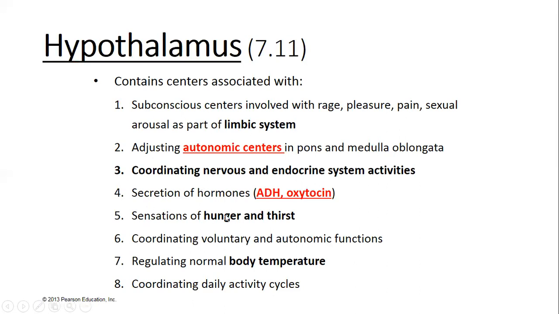It also has centers that sense changes in hunger and thirst and can help control, basically integrate information about those two functions. It can help regulate body temperature. So your core temperature, that your body basically maintains at a certain set point, is controlled in the hypothalamus. And then it can coordinate other daily activity cycles. So it has just so many different functions. It's insane. The hypothalamus is really intricate.